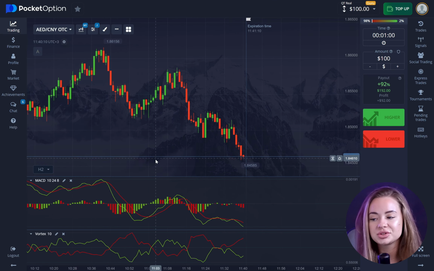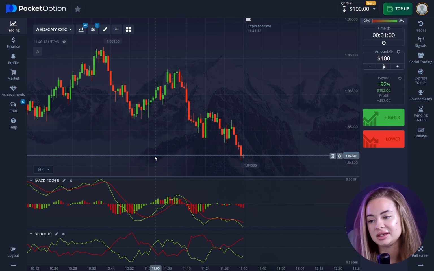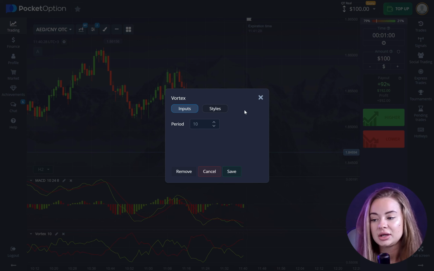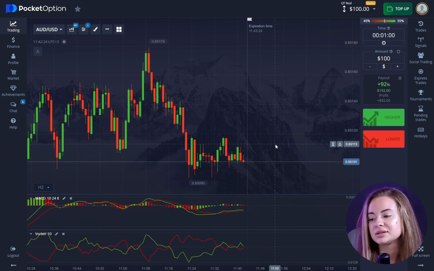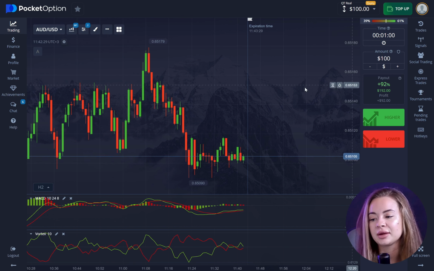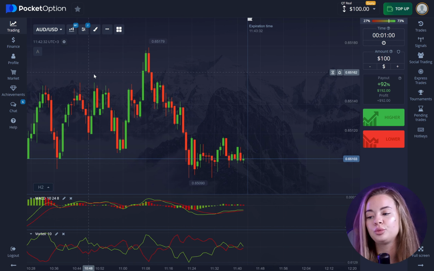Now let's get started. First I go to Pocket Option where I already have these indicators enabled. On the screen you can see the settings for the MACD indicator as well as the Vortex indicator. Today I will be trading the Australian dollar and United States dollar currency pair with a return rate of 92%.